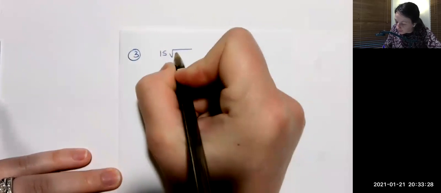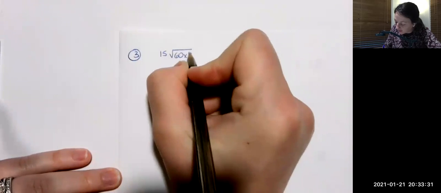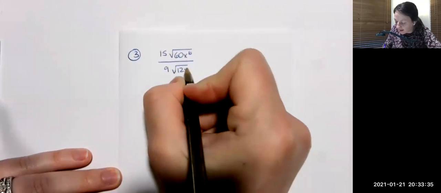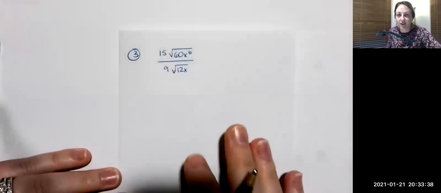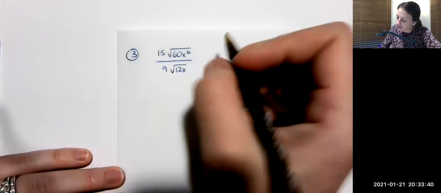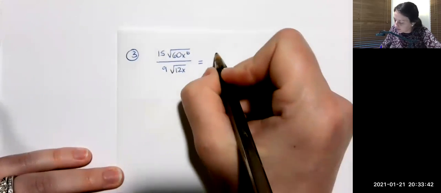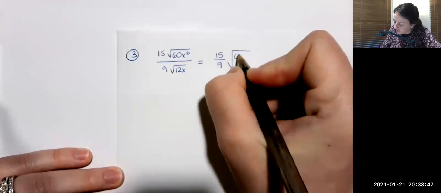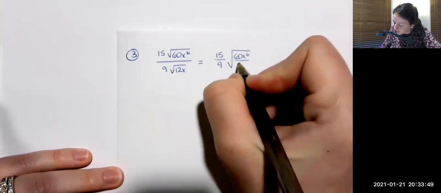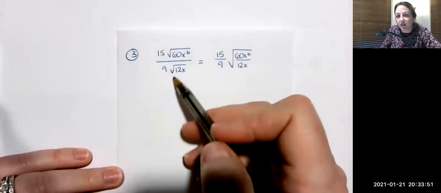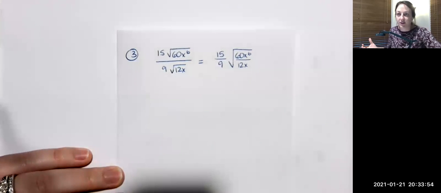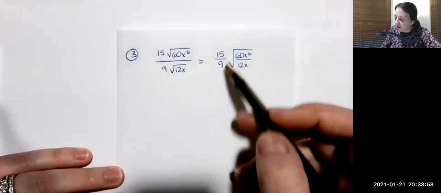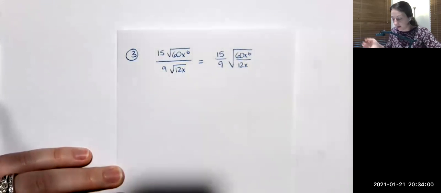15 square root 60x to the 6th all over 9 square root 12x. Now, anytime you're dealing with fractions and radicals, I recommend rewriting this as 15 over 9 square root 60x to the 6th over 12x. If you've got the same radical, just divide what's inside both of the same radical. You don't need to write two separate ones. You can put it all together underneath one large, tall radical.